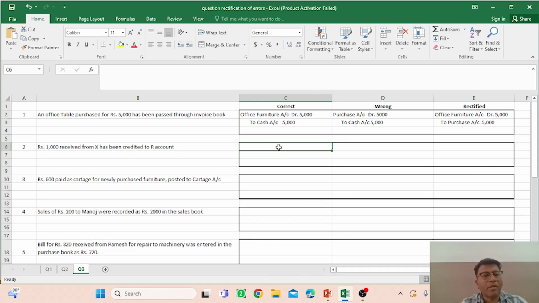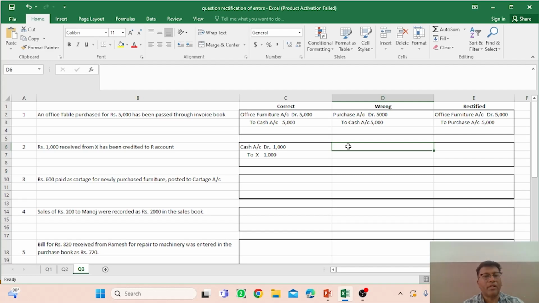And the second transaction is: rupees 1,000 received from X has been credited to R account. Okay, so focus on the correct entry first. If you are receiving rupees 1,000 from X, as per the rules of double entry you have to make this entry: cash account debit to X. So cash account debit rupees 1,000, and you are receiving this amount from X, so you mention here to X rupees 1,000. And now you have to make the wrong entry.